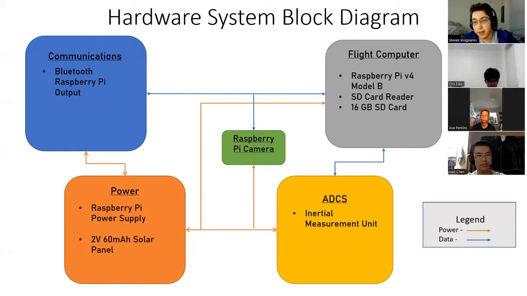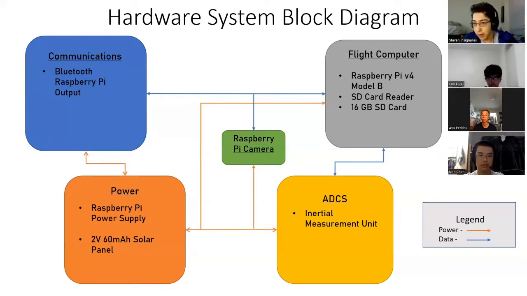Communications consists of the Raspberry Pi's Bluetooth capabilities, which will connect from our ground computer to the Pi itself, and these will be powered by the Raspberry Pi power supply and also our solar panels on the CubeSat body. We also have our attitude determination and control system, and its IMU will be part of that system too. The orange arrows signify the power connections between the power supplies and each subsystem, and the blue and white arrows symbolize the data connections between the flight computer and each system. Data is being sent to and from the camera, the ADCS, the IMU, and the communications array to the computer.